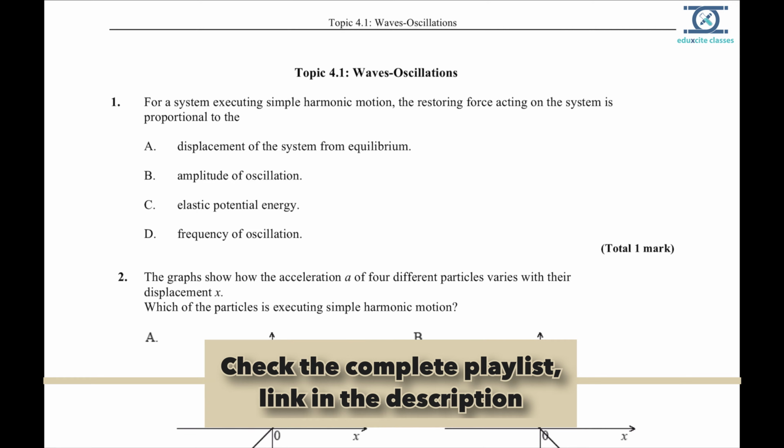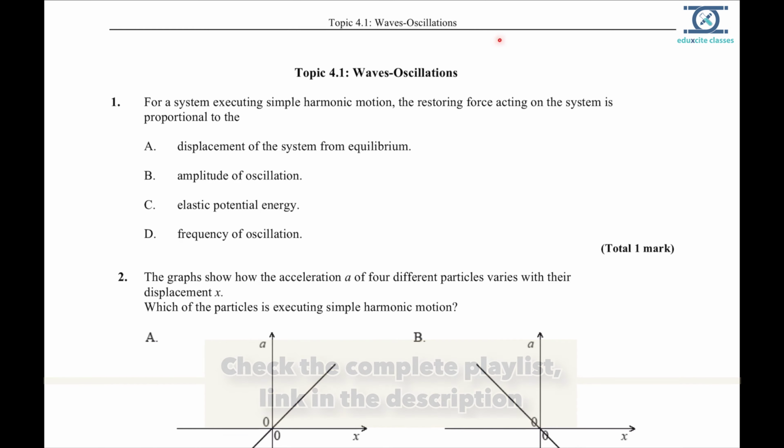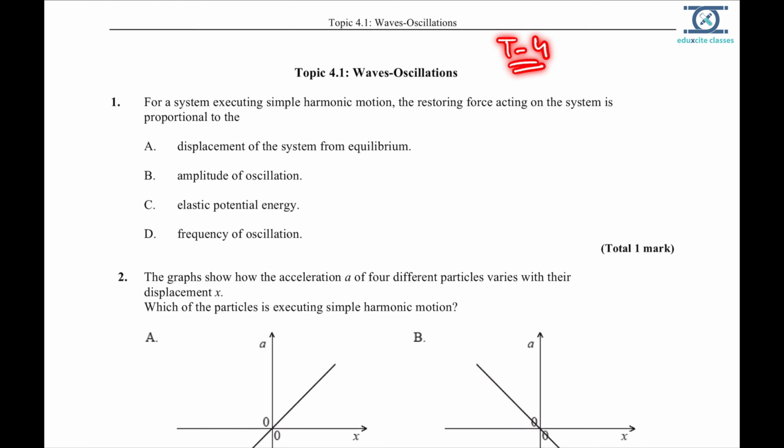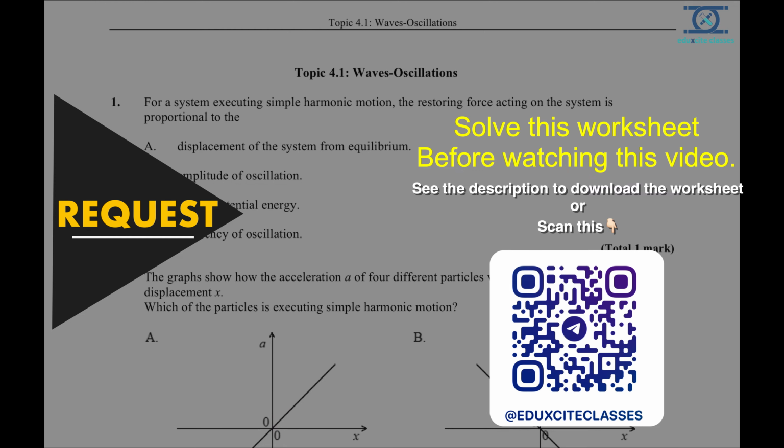In today's session, we will start discussing the paper 1 topic 4, that is waves. This video is divided into two parts. In part 1 we will discuss from 4.1 to 4.3, and in the last part we will discuss 4.4 and 4.5.